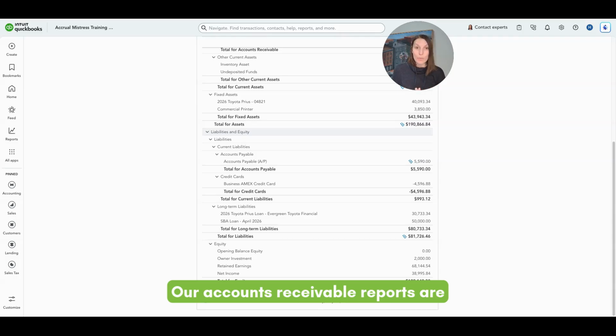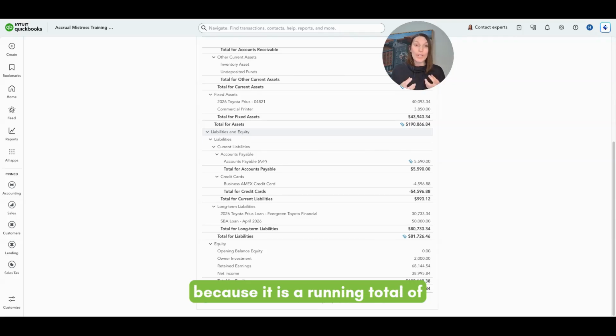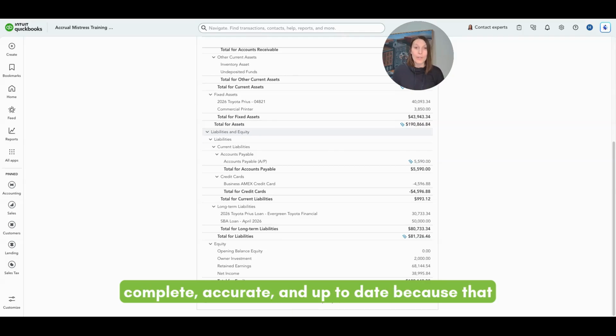Here is the important thing to remember though. Our accounts receivable reports are very useful to us as business owners, whether we are on accrual or cash basis accounting, because it is a running total of who owes us, how much they owe us, and for how long they have owed us. So even if we're cash basis, we still want to make sure that our accounts receivable reports are complete, accurate, and up to date, because that helps us project cash flow in our business.